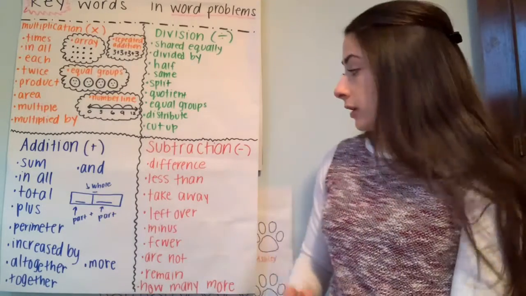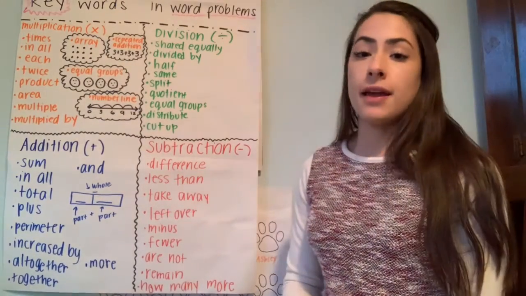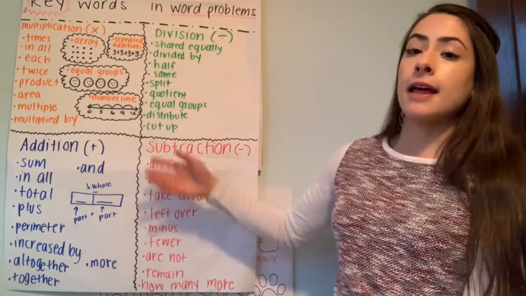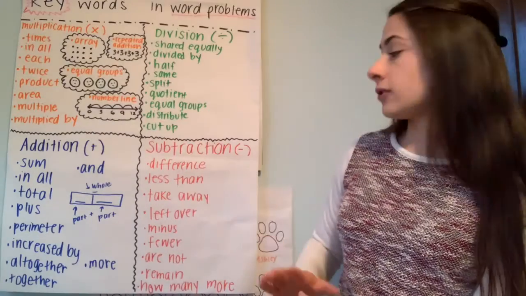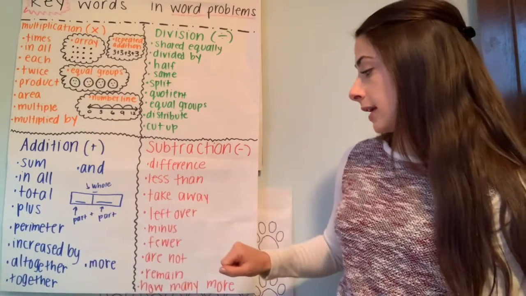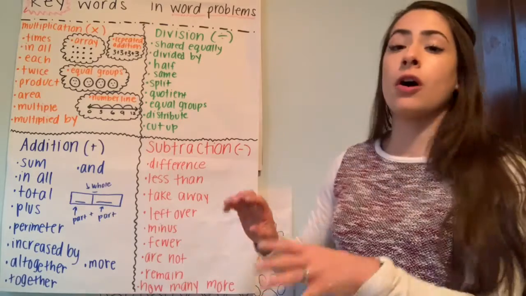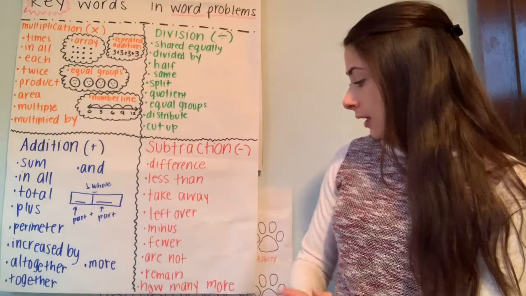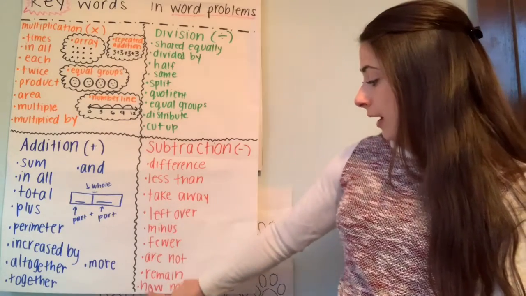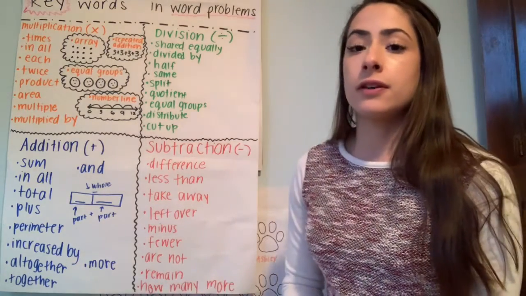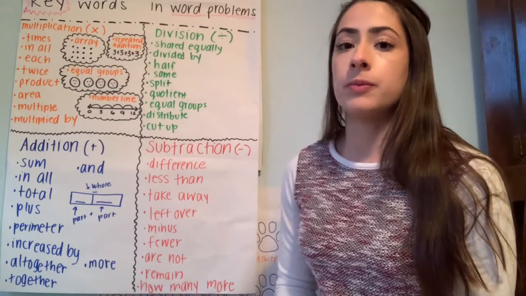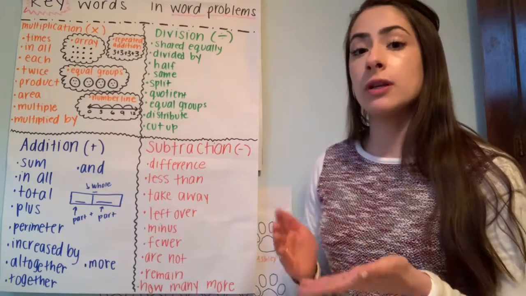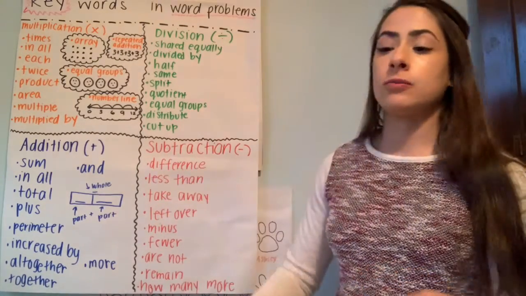Our subtraction words: difference is the answer to a subtraction problem. If it's saying less than, that means you would take it away, so that would be subtraction. Again, take away or minus, fewer, those all mean that you're taking away from the total, so it would be subtraction. How many more? That's a phrase that we see a lot in our word problems. How many more is asking for the difference between two numbers. And when we find the difference, we're doing subtraction.